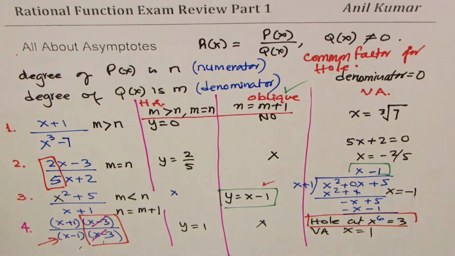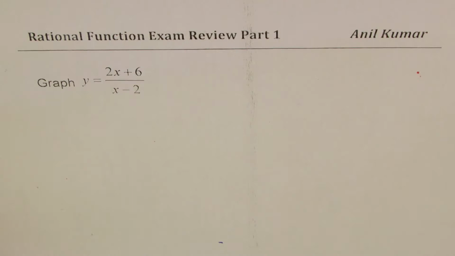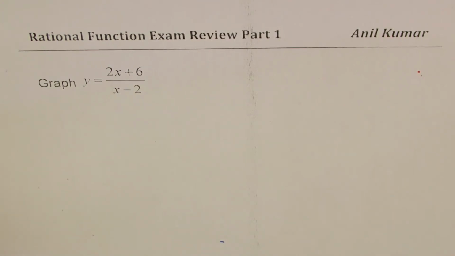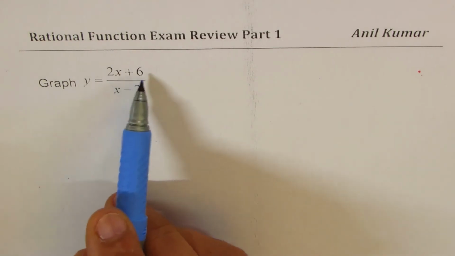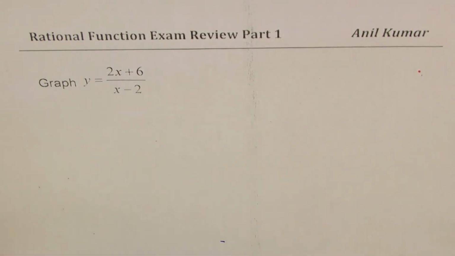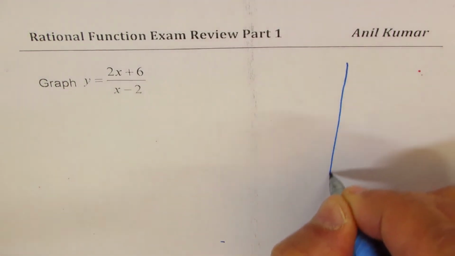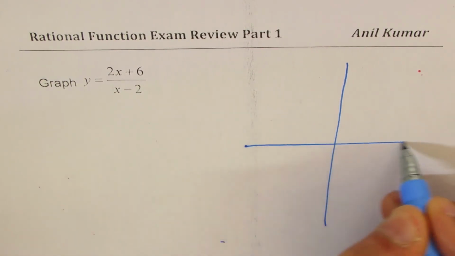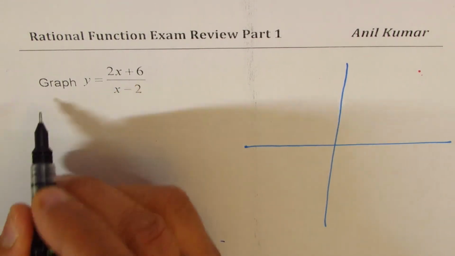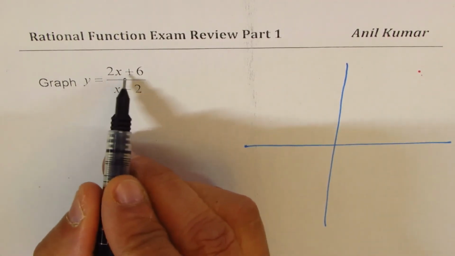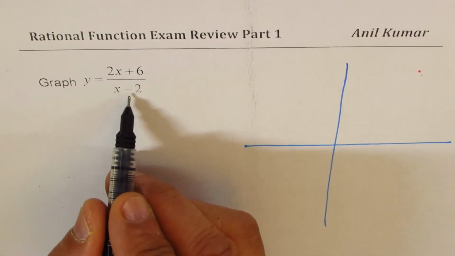Now let's take up the next topic. Now with the help of a graph, we'll summarize all our learning. We need to graph y equals to 2x plus 6 divided by x minus 2. So I'll sketch a rough graph here, and we'll actually calculate all the values. So the function is y equals to 2x plus 6 over x minus 2.